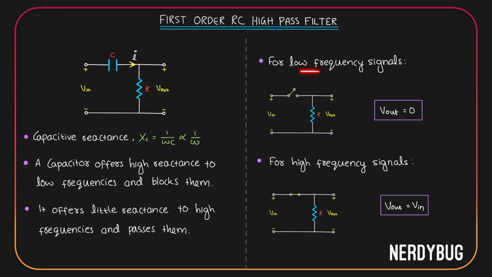When the input is a low frequency signal, output is 0, which means the low frequency signal did not pass through the circuit. When the input is a high frequency signal, V output is equal to V input, which means the high frequency signal was allowed to pass through it. Now, this is the idea of a high pass filter. It passes high frequency signals and blocks the low frequency ones.